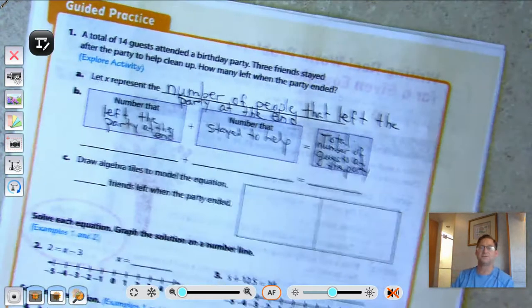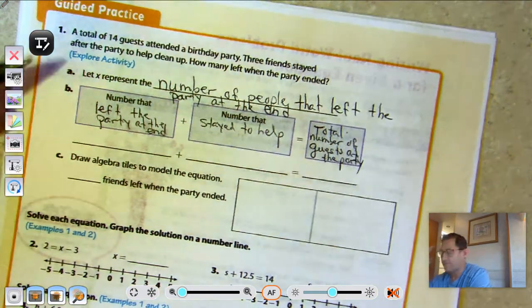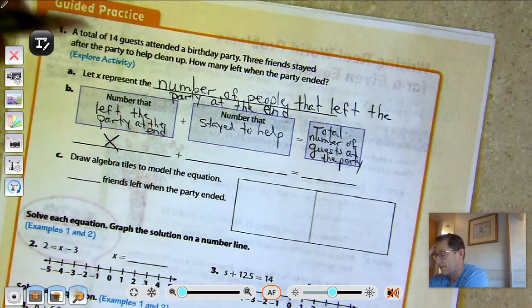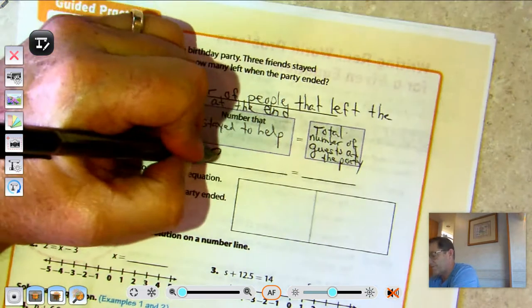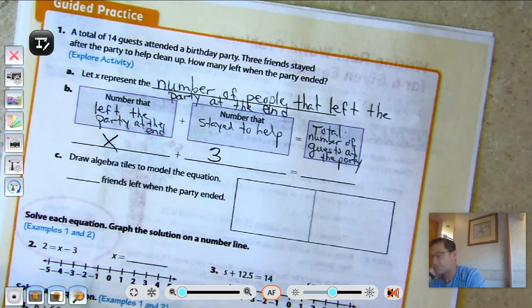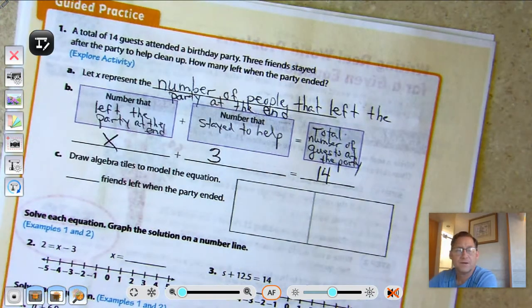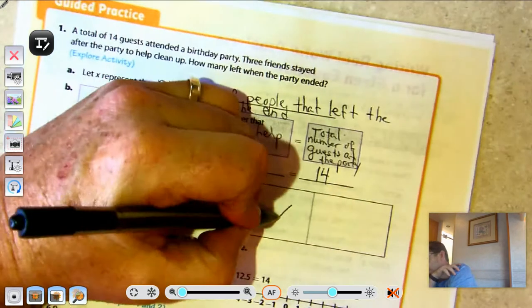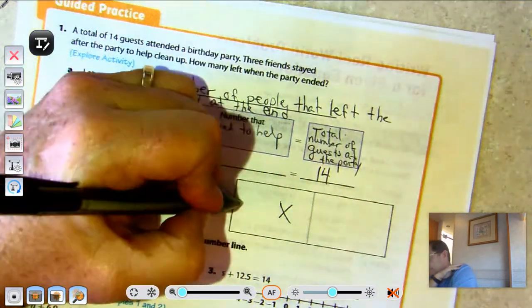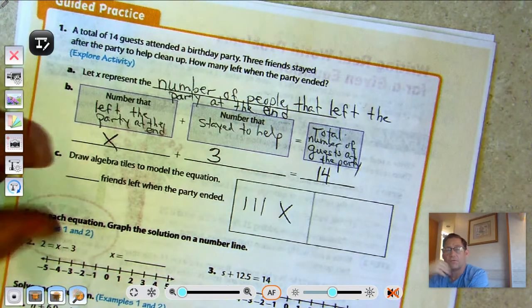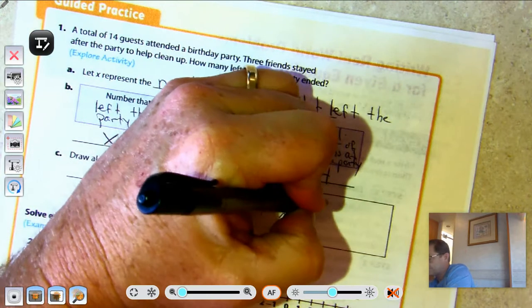Okay, so now let's plug in our numbers. The left party, we don't know. That's going to be our x. Stayed to help, we know that 3 friends stayed to help. And we know that they had a total of 14 guests. Okay, draw algebra tiles to model the equation. All right, so we have x on the left-hand side, and we have 3 ones. On the right-hand side, we have 14.